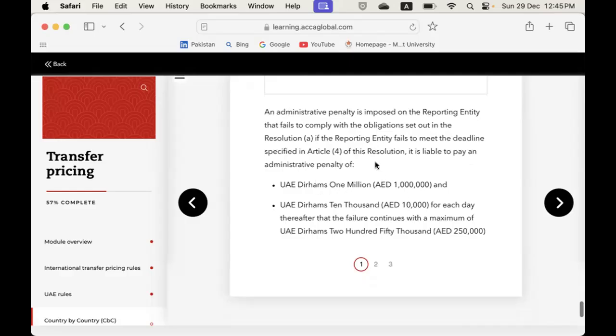So, failure to file the return within the 12 months: UAE dirhams 10,000 for each day thereafter that the failure continues, with a maximum of 250,000 dirhams.